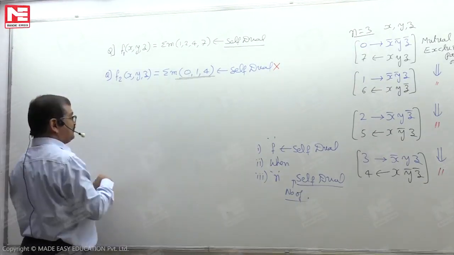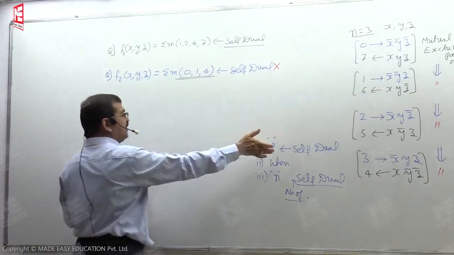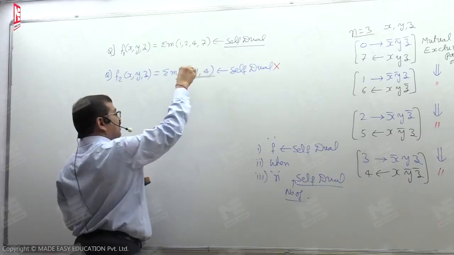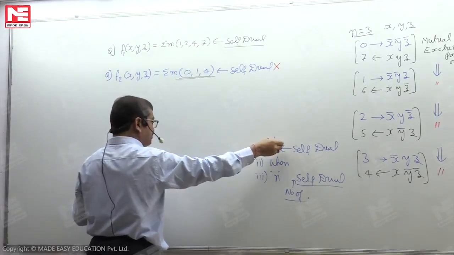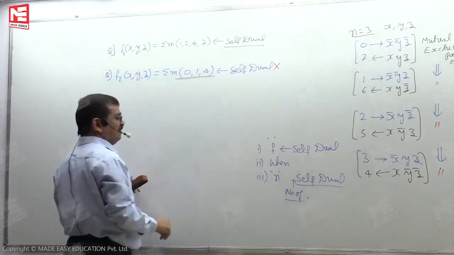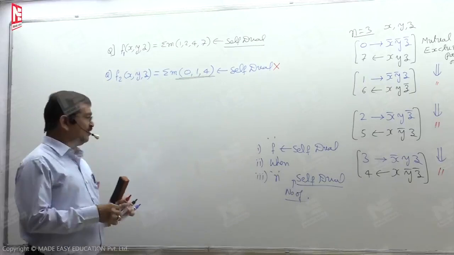So what points did we identify? When is a function possibly self-dual, based on this? Whenever we have half of the number of combinations as minterms, then it may be self-dual. That is one of the points we identified from the question we took.